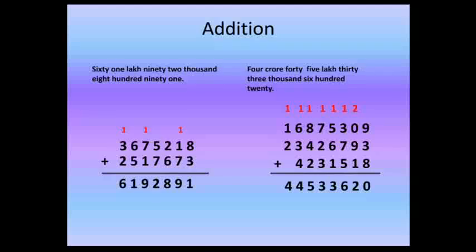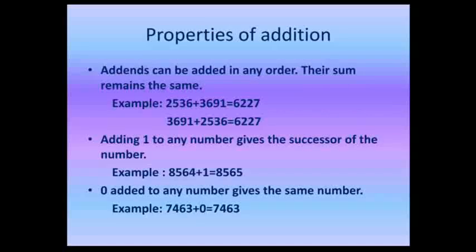Now see here some properties of addition. Number 1: addends can be added in any order, their sum remains the same. It means if you change the addends and their places, the answer remains the same, like 2 plus 1 is 3 and 1 plus 2 is also 3. Now the second property is adding 1 to any number gives the successor of the number.